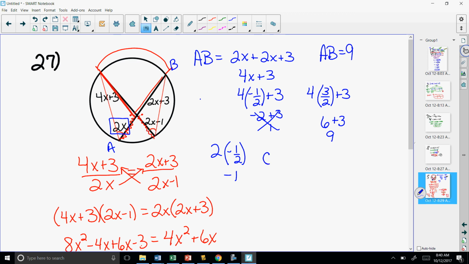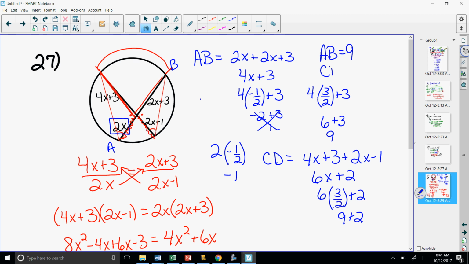Then if I look at CD, CD is the length of 4x plus 3 plus the segment 2x minus 1. I know that I'm not going to use negative 1 half. So if I group this together, I get 6x plus 2. And what is x? 3 halves. And when you solve that, 6 times 3 halves is 9 plus 2. So what is the length of CD? 11. So there's your answer.